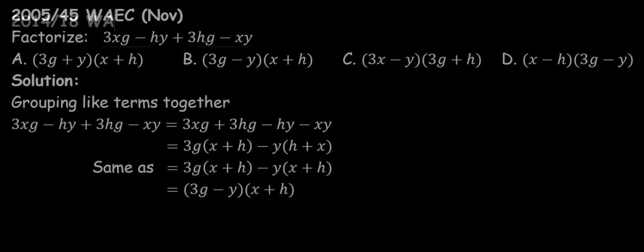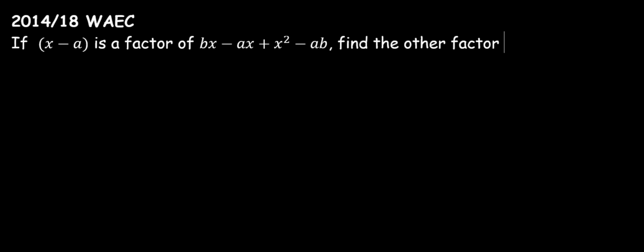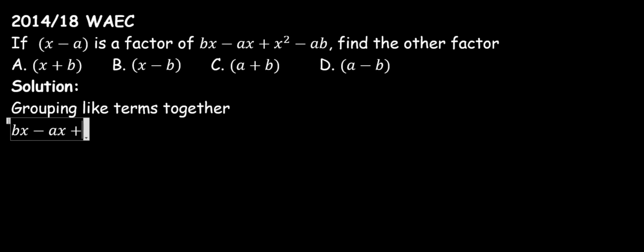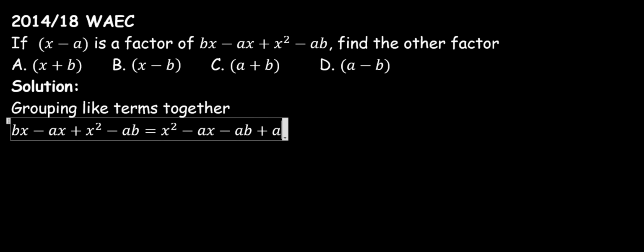Another example. If x minus a, bracket open and close, is a factor of bx minus ax plus x squared minus ab, find the other factor. The options are given. Solution. Grouping like terms together, the given problem, which is bx minus ax plus x squared minus ab, will become x squared minus ax minus ab plus bx.